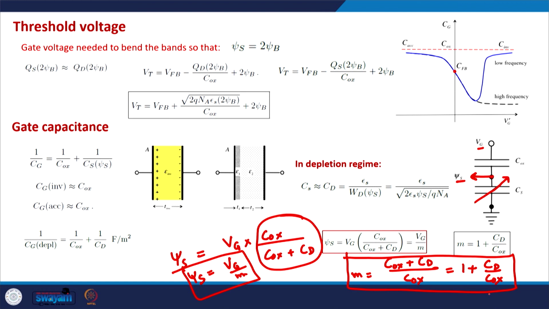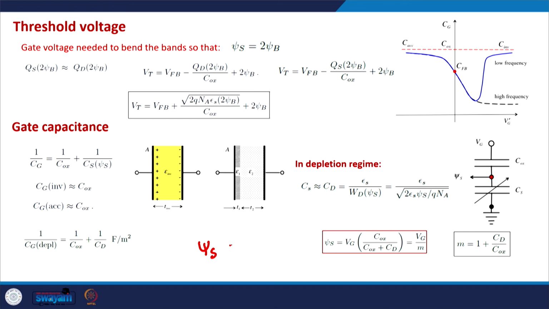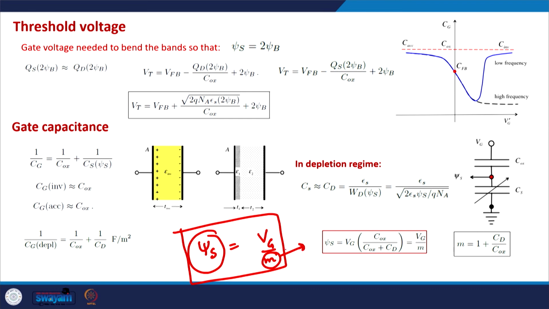Now we have a very intuitive expression between psi s and Vg, and that is psi s is Vg divided by m. This m governs how much of the gate voltage drops across the semiconductor, because if m is close to 1, psi s will be almost equal to Vg. So almost all the voltage drops across the semiconductor. In order to make the MOSFET better and better, we try to make m as close to 1 as possible.